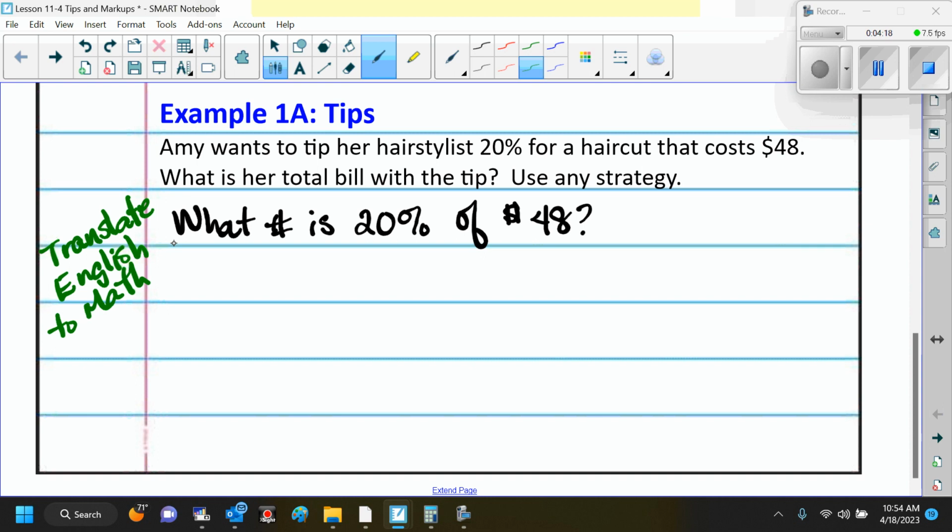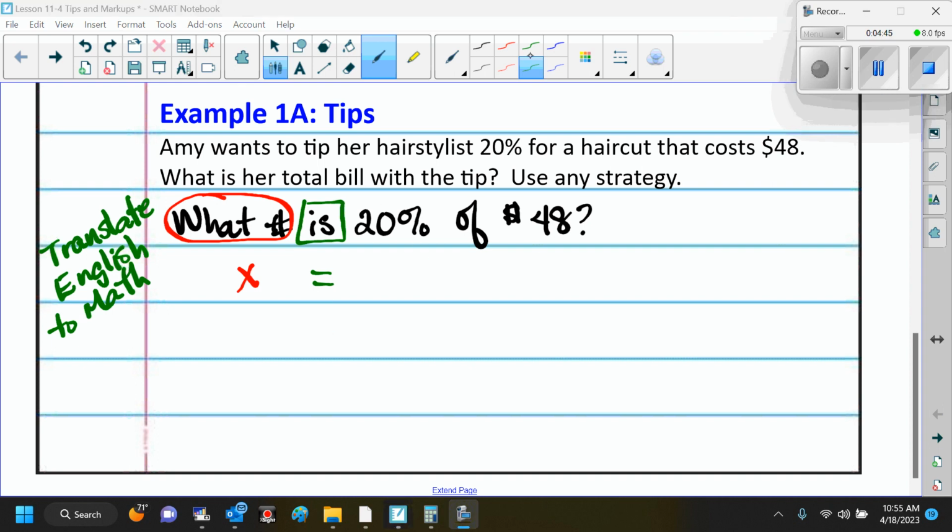Okay? So, here we have what number? Do I know what the number is? No. So that's going to be the x. Everyone with me? Now, in math, what does is mean? So is means equals. Is everybody writing this down?